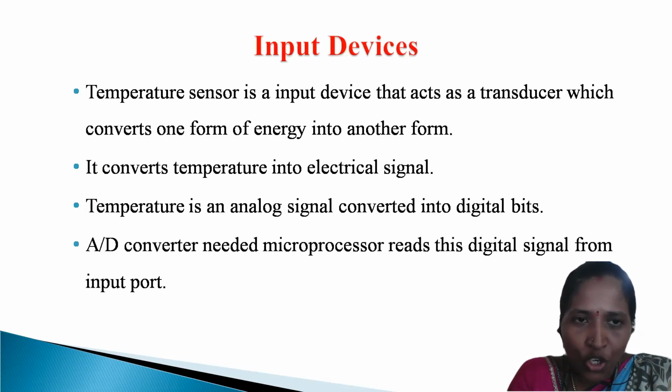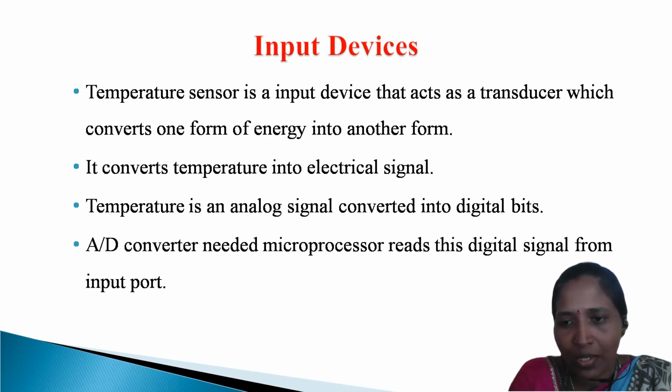And here, coming to the block diagram, input devices. The temperature sensor acts as the input device here. This input device acts as a transducer, which converts one form of energy into another form. The main definition of a transducer is that it converts one form of energy into another. So here the temperature sensor itself converts temperature into an electrical signal.